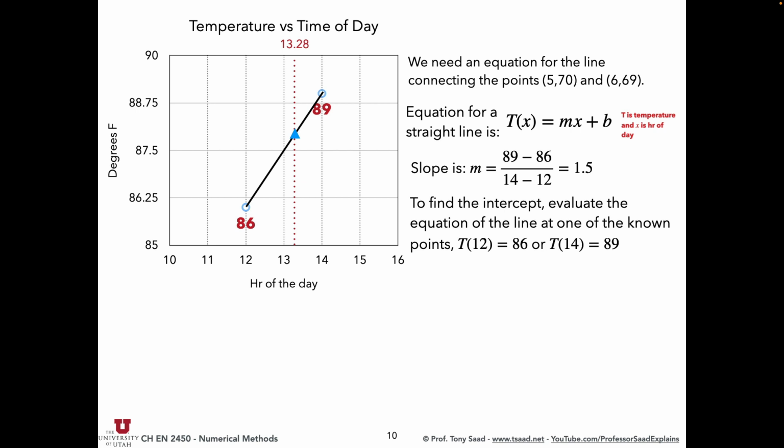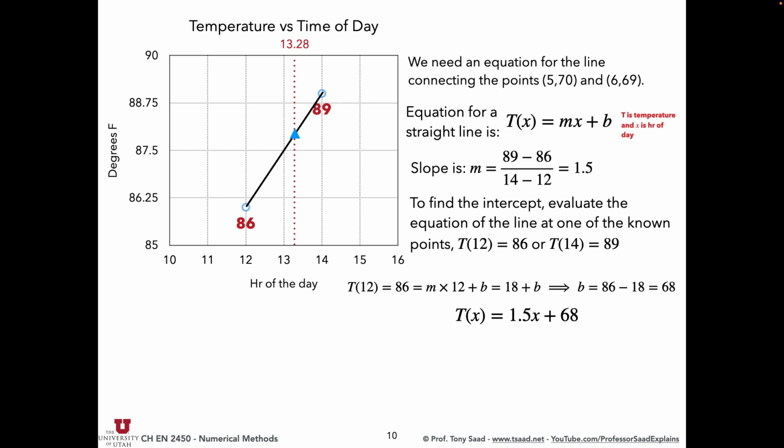And then to find b, the intercept, you evaluate that equation at either one of those endpoints, either at 86 or at 89. So T at 12 needs to be equal to 86 because that straight line has to pass through 86, or T at 14 needs to be equal to 89. Either one of those is going to give you that same value for the intercept. So I'll choose the left point. T at 12 is equal to 86, which is equal to m times 12. So this is the x value, right, the hour. m is the slope 1.5 plus b, gives me 18 plus b. And then I can solve for the intercept, which turned out to be 68.